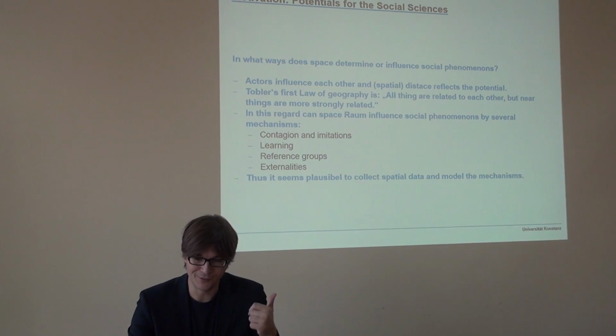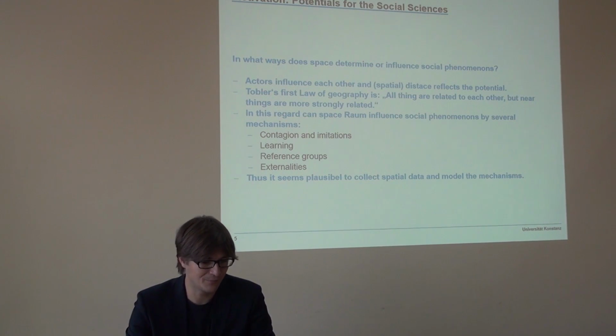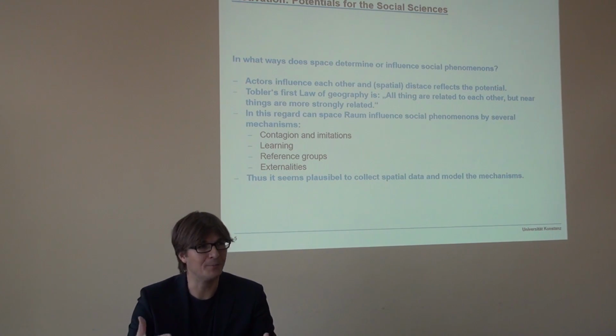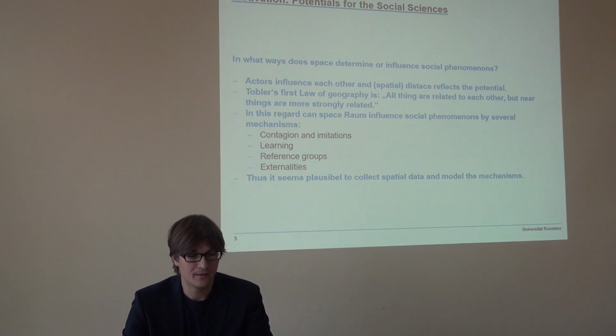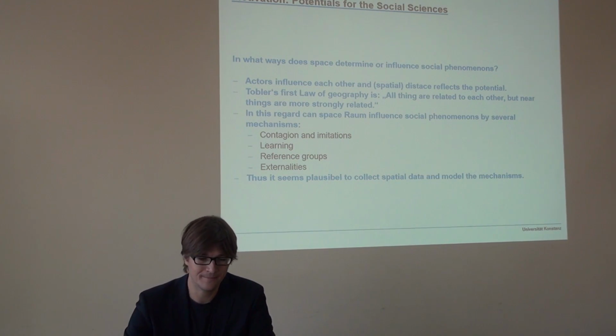One, I have to go over it before I give it to you again with the typos, I'm sorry. So one is contagion and imitation, two persons influence each other. Another is learning, one or two learn from each other. This is very similar to imitation, but it's a more active process, I would say. The other could be reference groups. Yeah, so I evaluate my social actions on the basis of the people around me. And third, of course, is externality. So I do something and that influences not only me, but also the people around me.